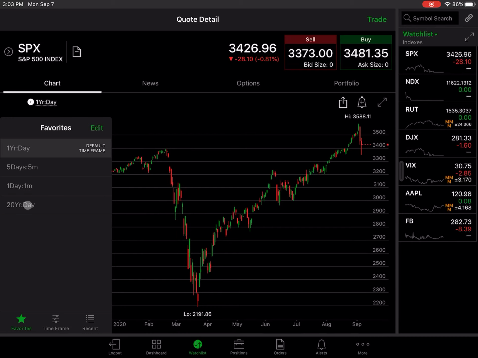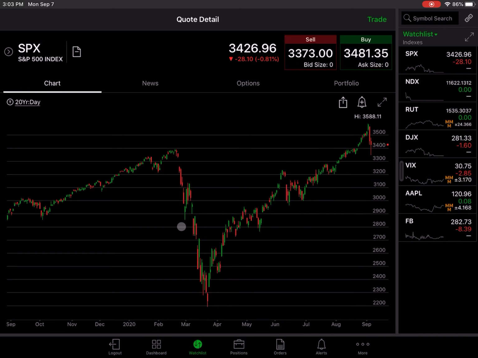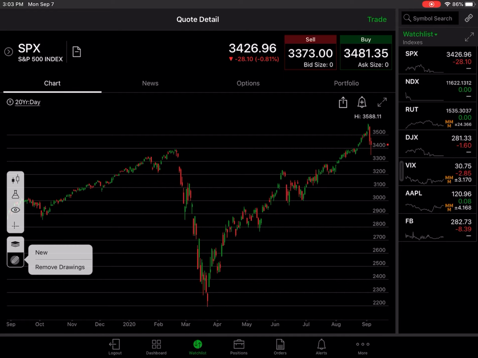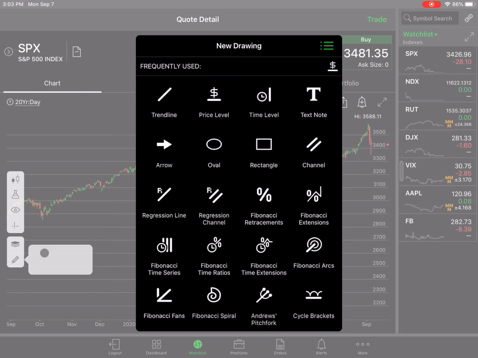And then I'm going to go ahead and switch it to 20 years. I think it kind of kept the same distance there, so that's perfect. So when you're actually drawing your lines, you're going to click or tap anywhere. Sorry, I forget it's an iPad. You're going to tap anywhere on the screen, and then you're going to tap on this little pencil icon, and you're going to click on New. We're going to use price levels for support and resistance every time.